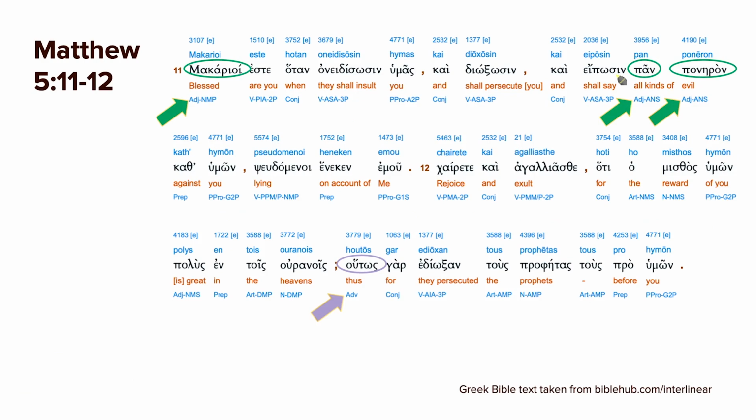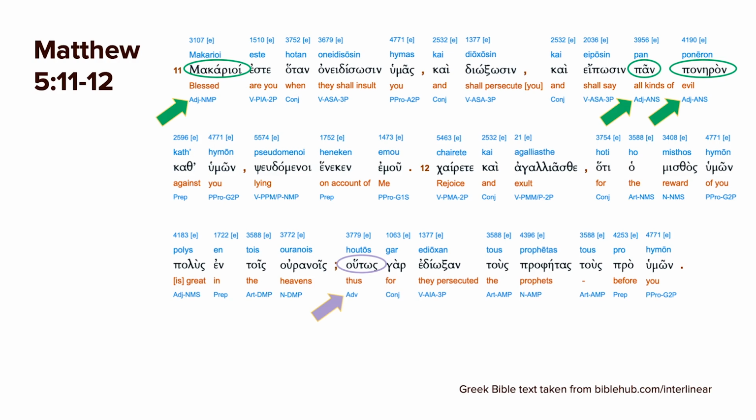All right, let's talk a little bit more about the adjectives and adverbs in these two verses. So the first one is makarioi. We already looked at that one, so we won't do that again. But just notice that it's nominative, masculine, plural, because it's talking about you, the subject. You are blessed. So that's nominative, masculine, plural.